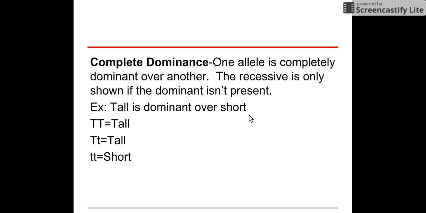Back to my pea plants and height. Tall is dominant over short. If you inherit 2 dominant alleles, this would be called homozygous dominant. The phenotype is going to be tall. If your genotype is heterozygous, the tall still wins, hiding a short gene, still the phenotype is going to be tall. If you have 2 lowercase or your recessive trait, that's the only time that a plant would show up as short. So you only see the recessive allele if there is no dominant there to mask it.